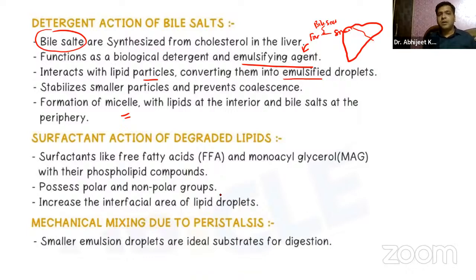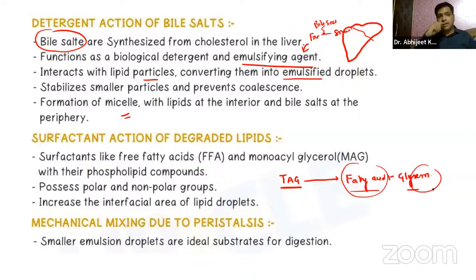Now, you already know the triacylglycerol will be broken down into free fatty acids, right? The triacylglycerol will be broken down into fatty acids plus glycerol, or monoacylglycerol, with their phospholipid components. Now, the basic reaction, you already know the triacylglycerols are basically formed from fatty acids and glycerol only. So obviously the triacylglycerol will be broken down into fatty acids and glycerol, right?